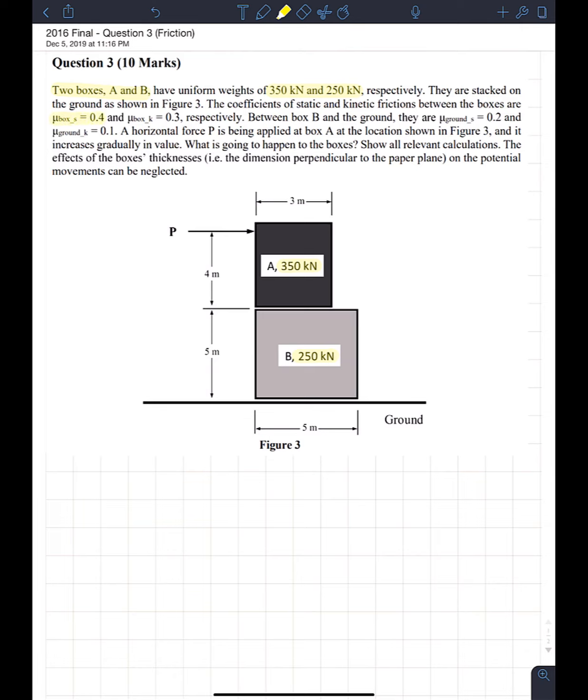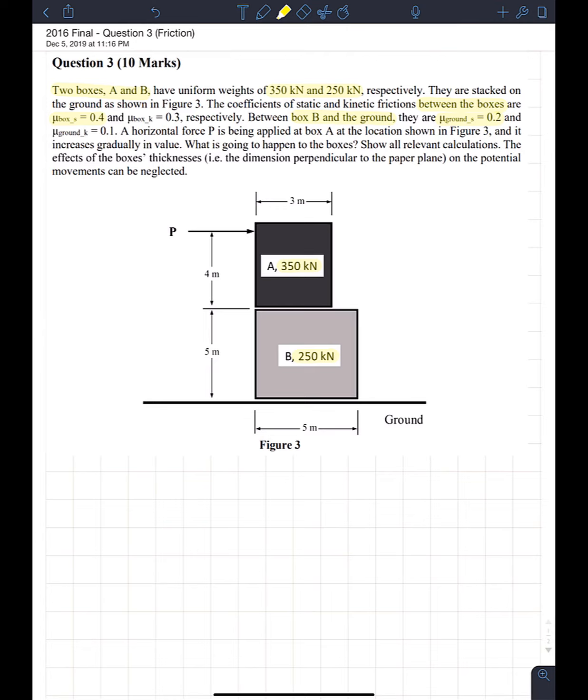If they give you two values, the 0.4 and the 0.3 between the boxes, for example, a lot of students will scratch their heads and go, okay, which one do I pick? And it's going to cause a lot of problems for a lot of students. So please don't worry about kinetic friction. If they give it to you, just leave it be, stick with static.